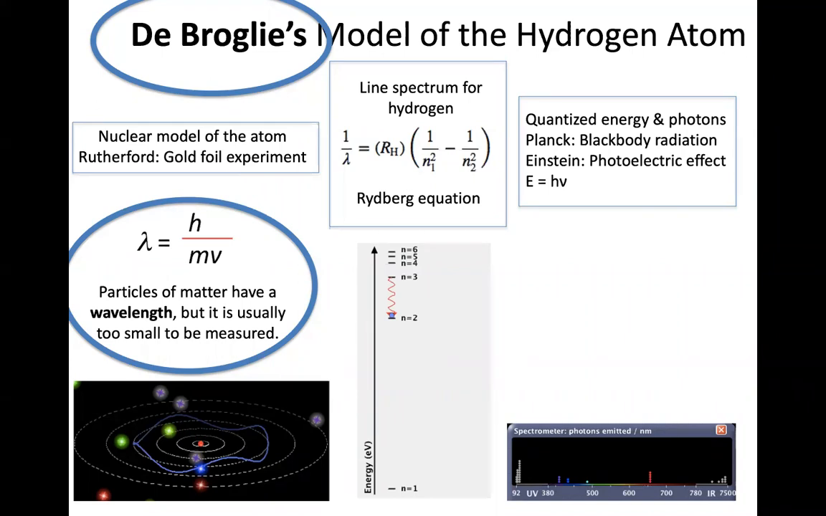What would be the wavelength that matter would have? Here's his expression for what the wavelength of matter has. In the numerator is Planck's constant. In the denominator is its momentum, its mass times its velocity. This can be used to calculate the wavelength that matter has. It's usually too small to be measured, but it becomes important when we're looking at things like electrons.